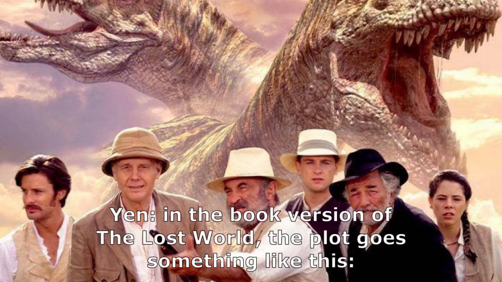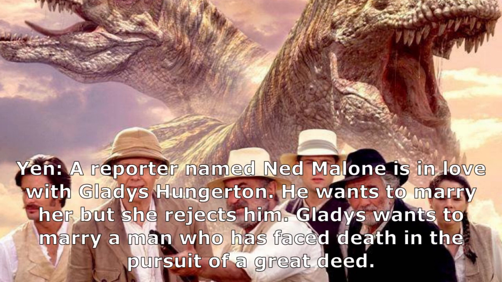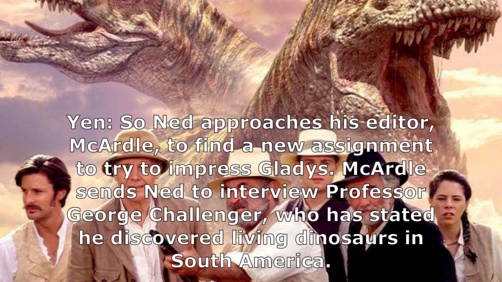In the book version of The Lost World, the plot goes something like this. A reporter named Ned Malone is in love with Gladys Hankerton. He wants to marry her, but she rejects him. Gladys wants to marry a man who has faced death in the pursuit of a great deed. So Ned approached his editor, MacArdle, to find a new assignment to try to impress Gladys.